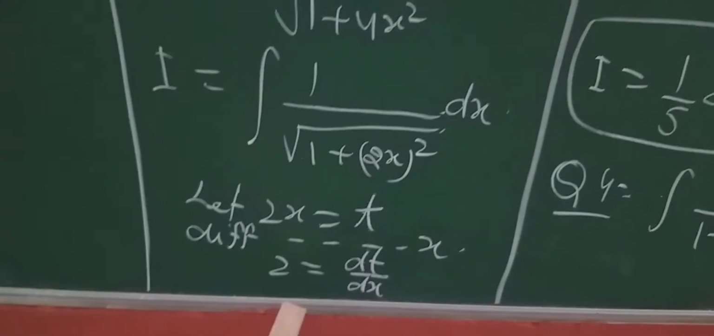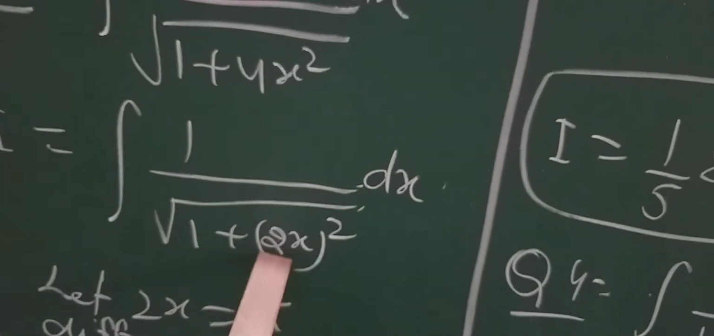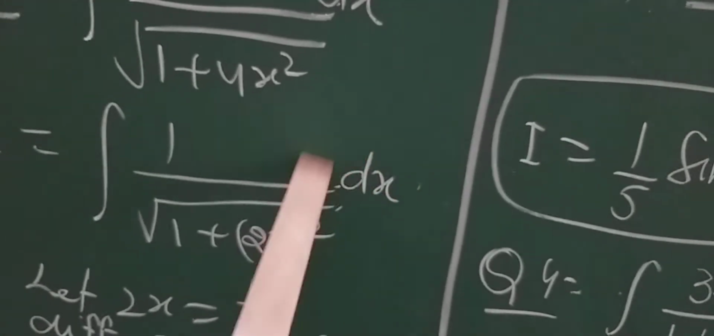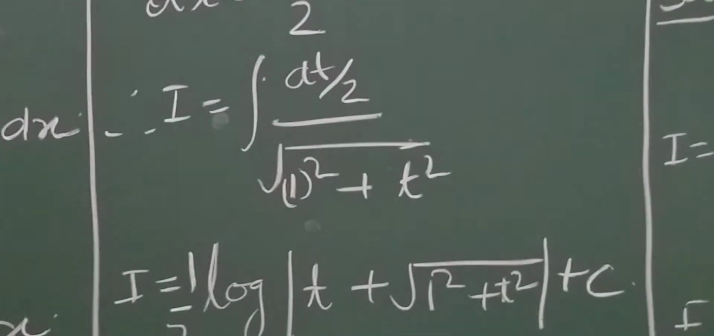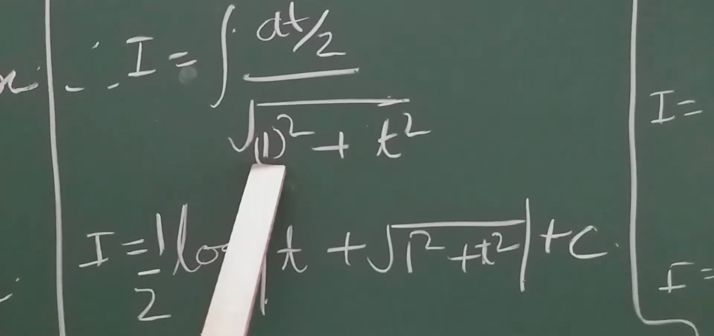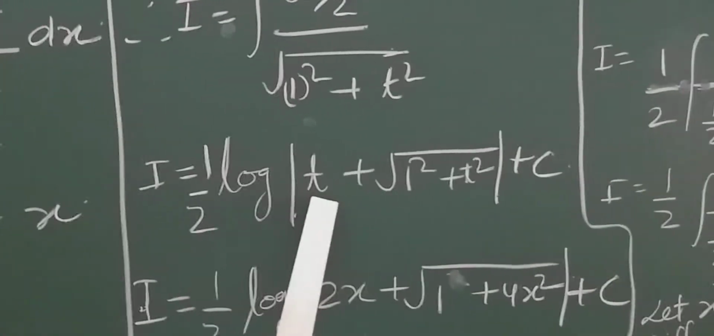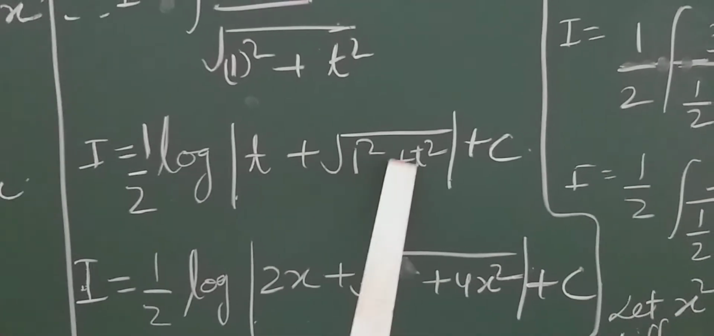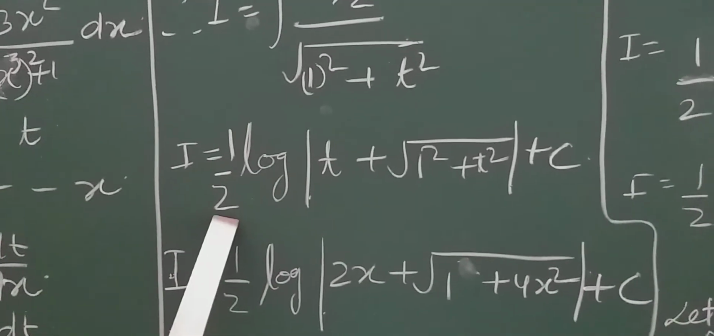Correct? So dx equals dt by 2. So in place of 2x square we can write t square, and in place of dx we can write dt by 2. So dt by 2 upon 1 square plus t square. So integration of 1 upon a square plus x square is log t plus root 1 plus t square plus c, and this 1 upon 2 will remain as it is.